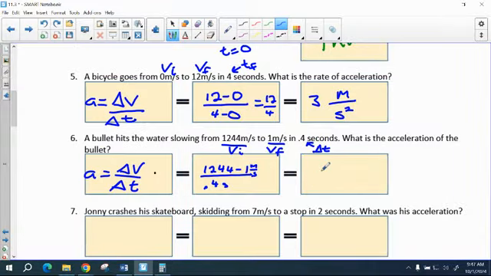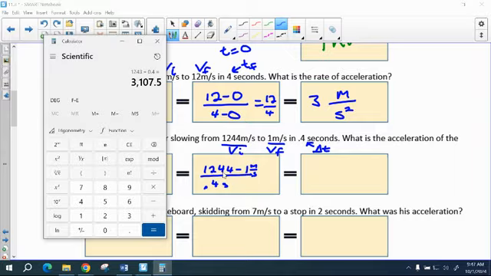Oh, shoot, I broke it. On your paper, you're going to have to fix it. I can't fix it right now because my computer locked up. But this should be 1 minus 1244, right? Because it's the final minus the initial. It's the same answer, it's just going to be a negative answer. It should be negative 3107.5.